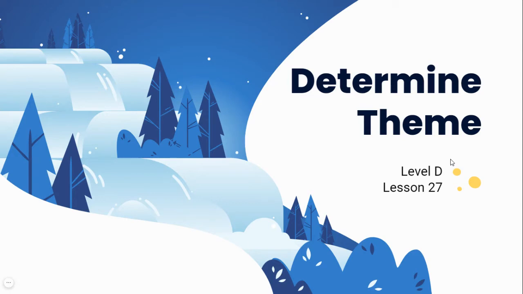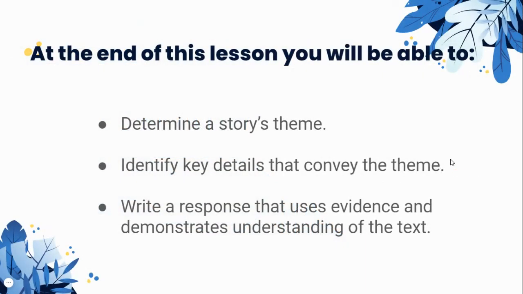Determine theme. Level D, Lesson 27. At the end of this lesson, you will be able to determine a story's theme, identify key details that convey the theme, and write a response that uses evidence and demonstrates understanding of the text.